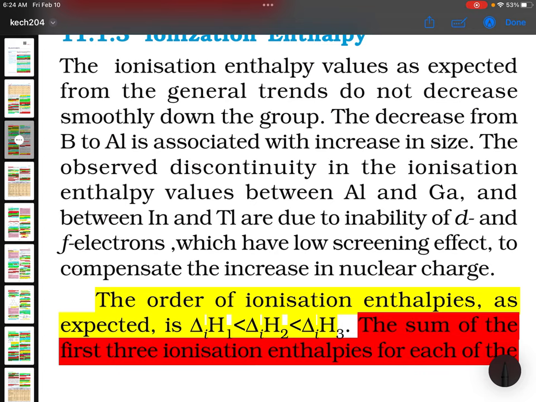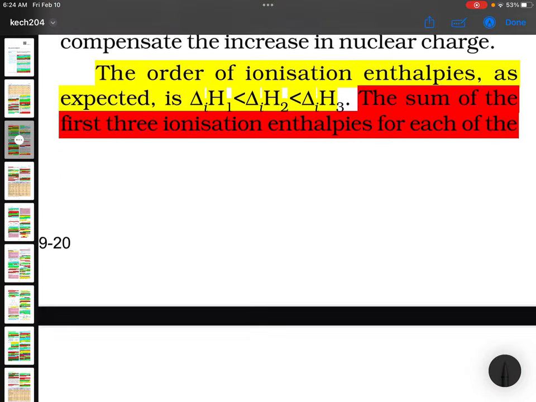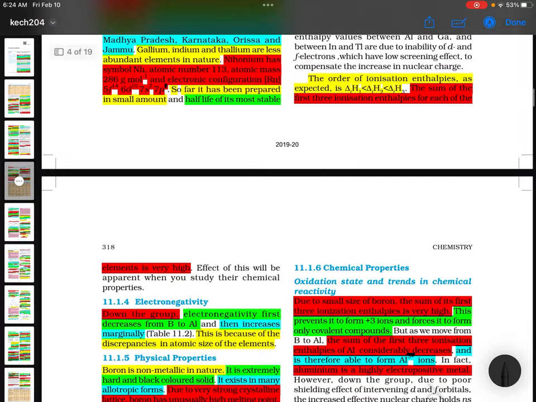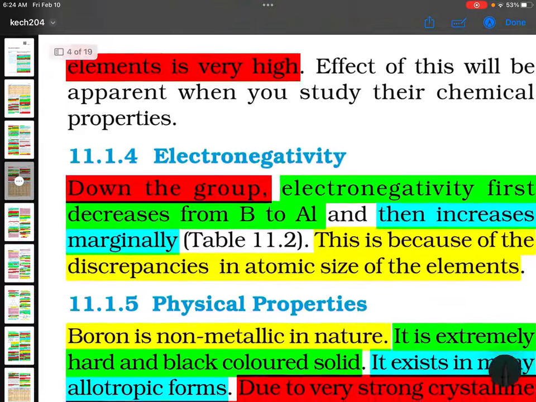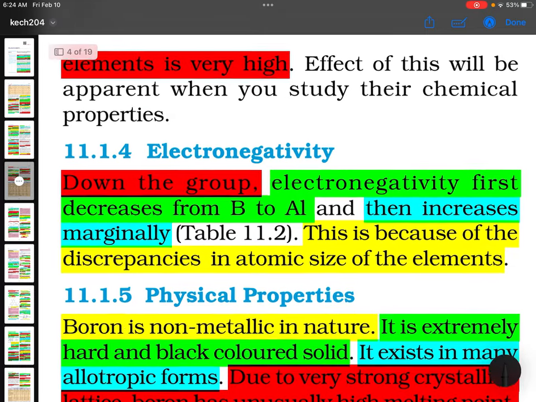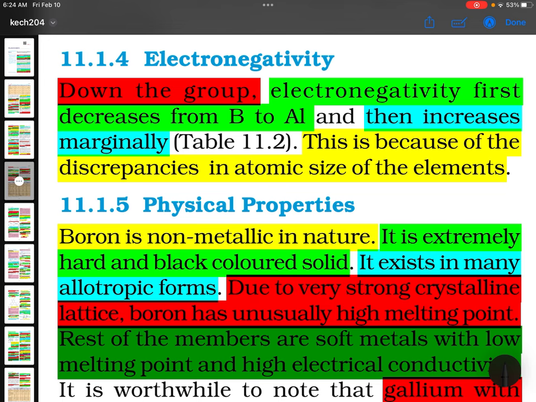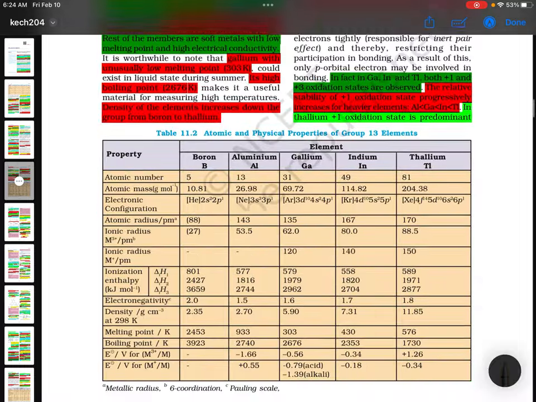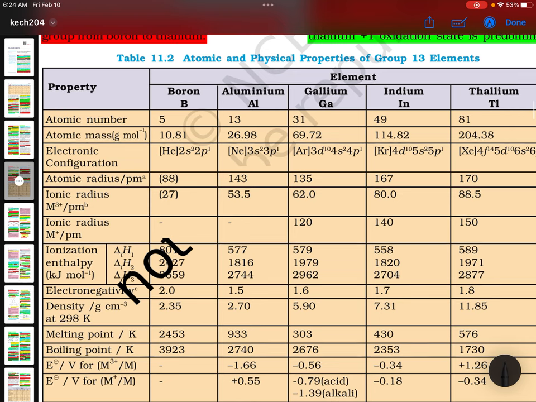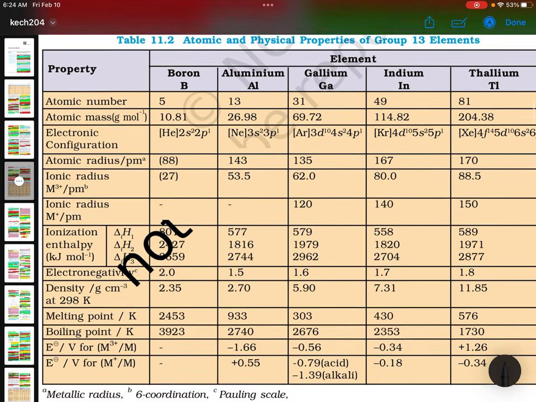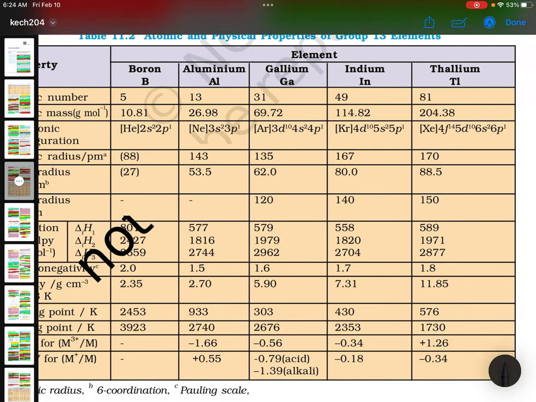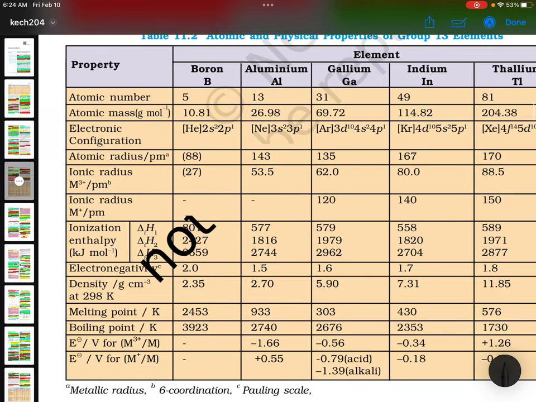The order of ionization enthalpy, this is very common. So, nothing special in this. Chemical properties onwards we'll make in another video. Okay. Electronegativity, boron to aluminium, then increases. Okay, now the table, where the table is, you can see here. Electronegativity 2.0, 1.5, 1.6, 1.7, 1.8. Okay.